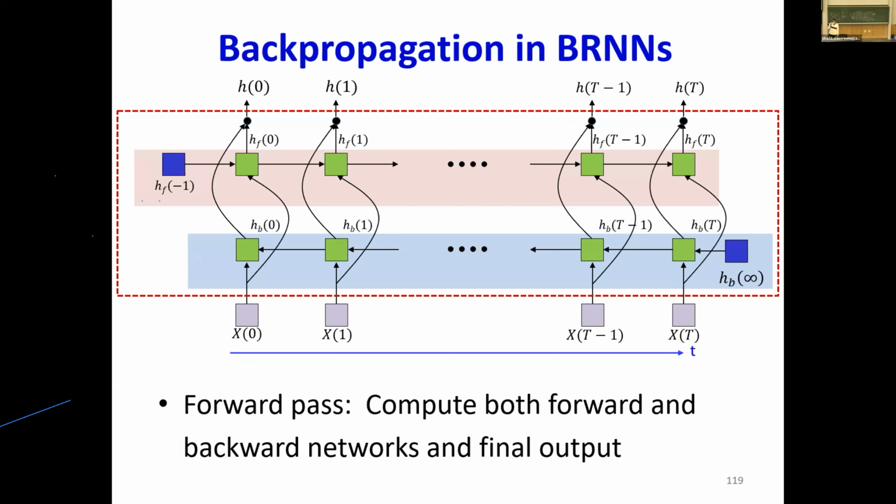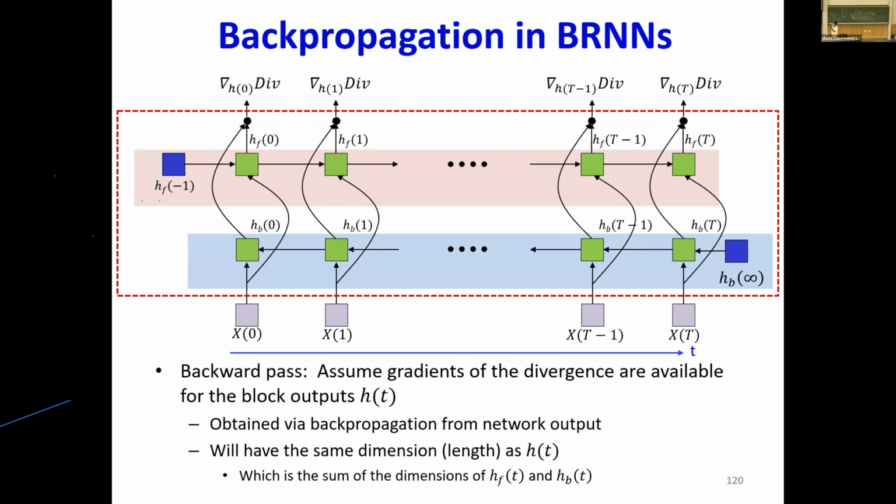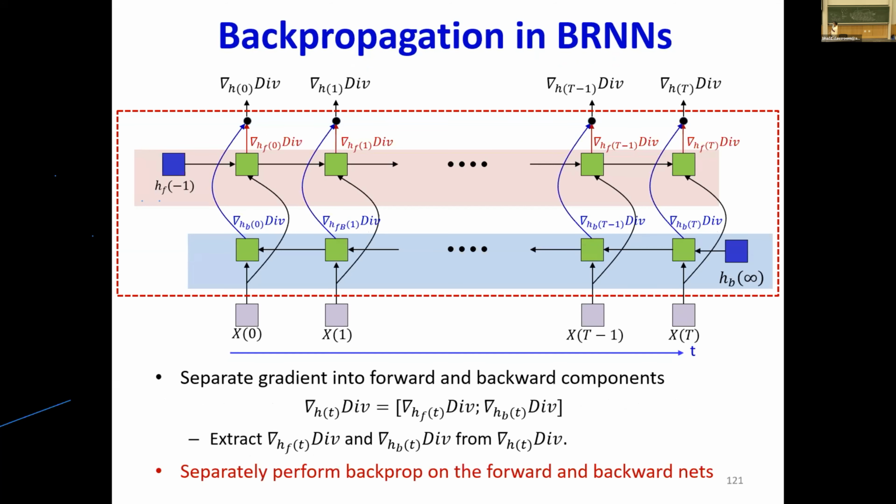So when you're coming backwards, what happens? When you get to the output of this block, the derivative is going to be this long, where the upper portion of the derivative corresponds to the backward net, and the lower portion of the derivative corresponds to the forward net. So you're going to have to separate these two components, right? The separated components are being shown on the slide.